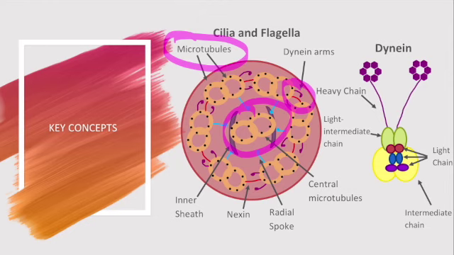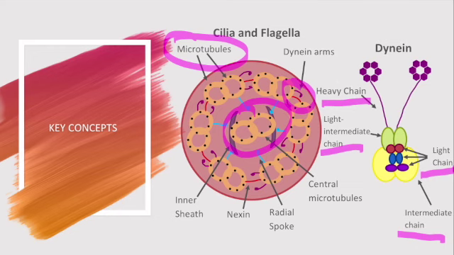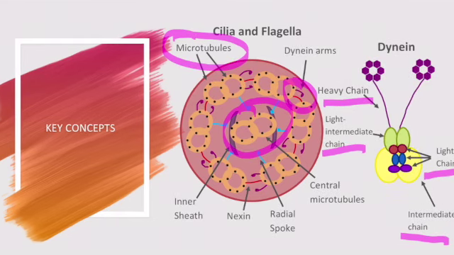These dyneins help facilitate the movement of the microtubules. The arms of the dyneins sliding on the microtubules lead to the bending, causing the cilia and flagella to move. The dyneins are made out of several chains, including heavy, intermediate, light intermediate, and light chains. These chains help regulate the function of the dyneins.